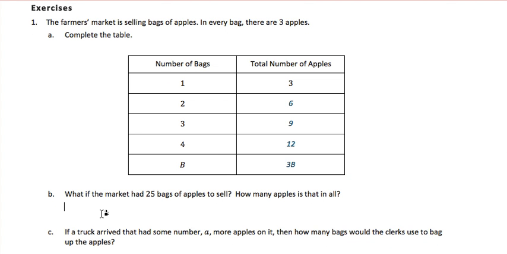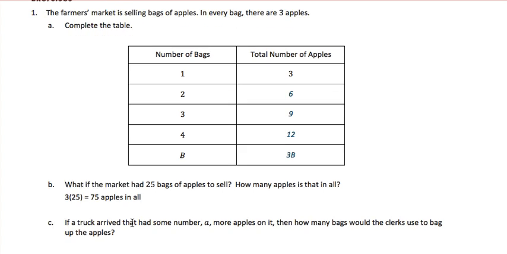If the market had 25 bags of apples to sell, how many apples is that in all? Well, that would be 3 times 25, which is 75 apples in all.